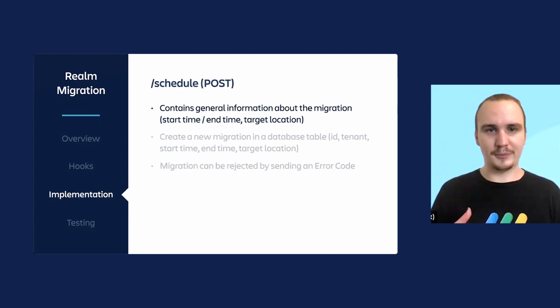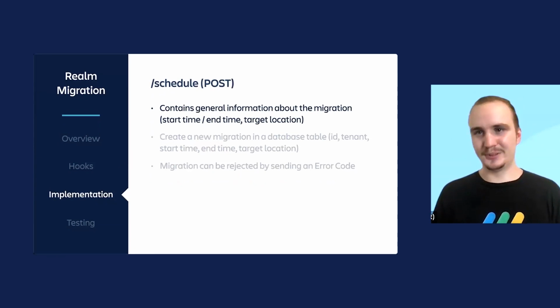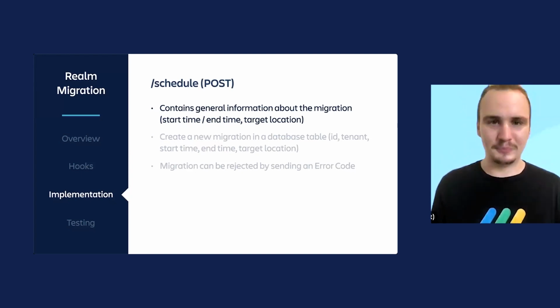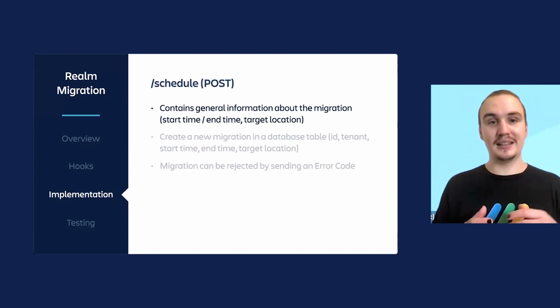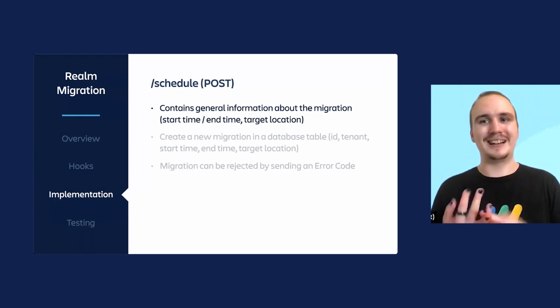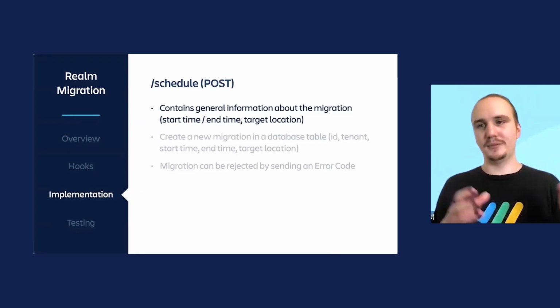Okay, so the first hook that we implemented is obviously the schedule hook. The schedule hook gets sent to you, I guess, whenever in the UI the create migration button is pressed, and this event contains some general information about the migration. So the start time, the end time, and the target location. So the target where the data should be moved to.